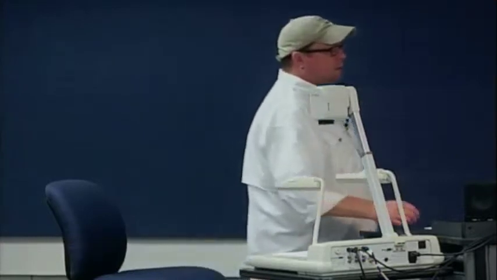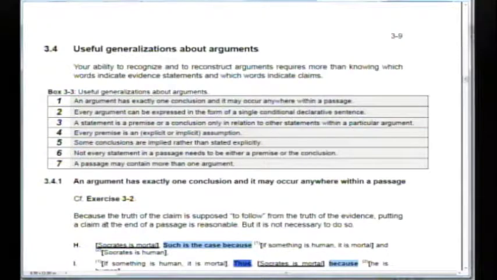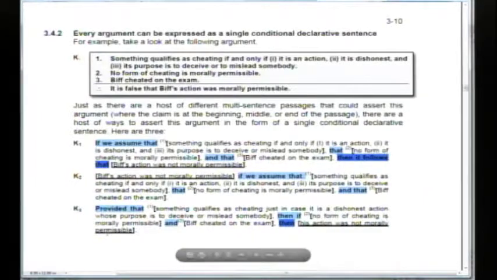What matters is, in order for it to be an argument, there has to be at least one statement that's being claimed to be true on the basis of the other statements. That's the conclusion, regardless of where it occurs in the passage. Is that okay? Second one, every argument can be expressed in the form of a single conditional declarative sentence. Now, you're not going to want to do this. You're not going to encounter them all the time, but that passage here at K is an argument expressed in standard form. What I've got at K1, K2, and K3 is the same argument, but in each case expressed in the form of a single sentence that asserts a conditional statement.